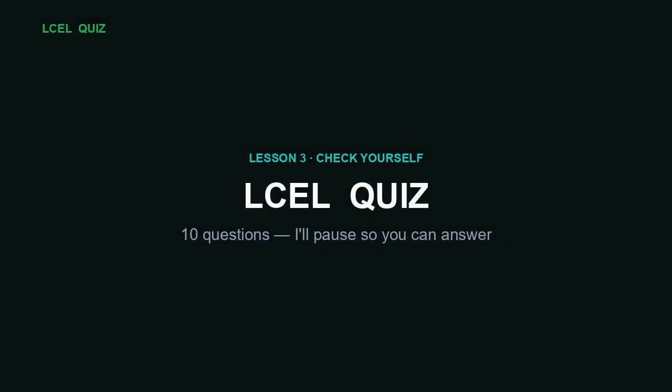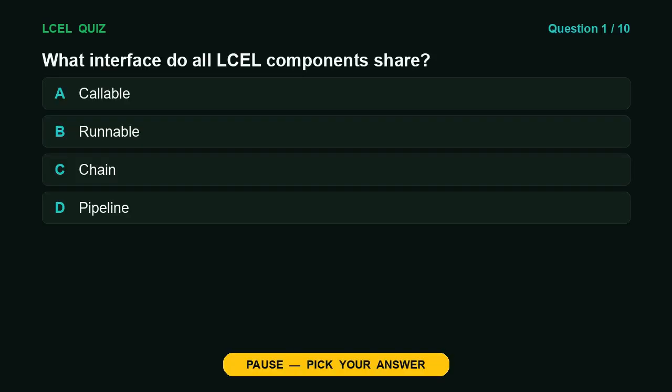Let's test what you learned. 10 quick questions on LCEL. I'll read each one and then pause. You pick your answer, and then I'll reveal it and explain. Ready? Let's go. Question 1. What interface do all LCEL components share? Your options. A. Callable. B. Runnable. C. Chain. D. Pipeline. Pause now and pick your answer.